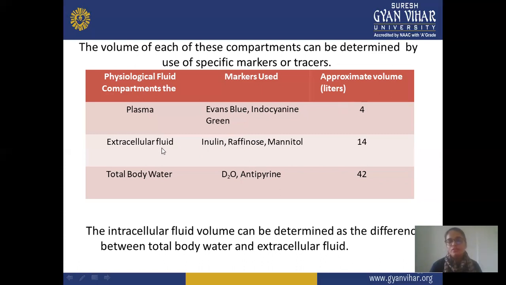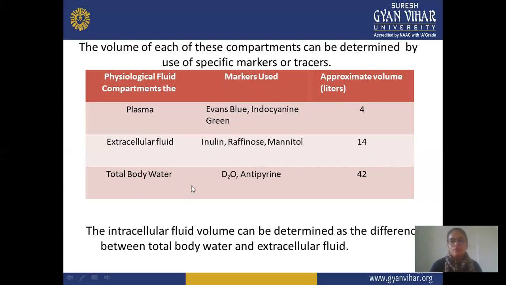For the extravascular tissue compartment, the markers mainly used are inulin, arabinose, and mannitol. These are the 3 markers used for extravascular fluid, and the approximate volume is 14 liters for extravascular fluid.